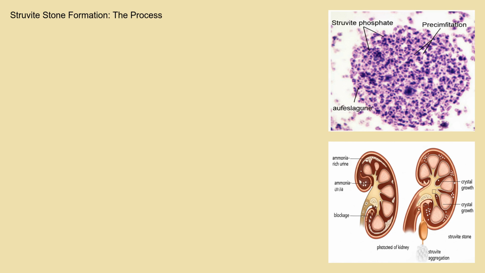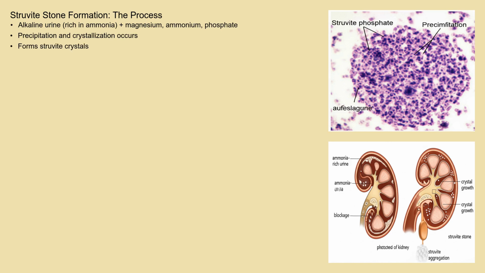Now let's understand the process. The alkaline urine rich in ammonia combines with magnesium, ammonium, and phosphate, all naturally present in urine. These elements then precipitate out of the solution and crystallize, forming struvite crystals. Over time, these crystals can grow larger, aggregating to form stones within the kidneys, ureters, or bladder. These stones can obstruct the flow of urine, leading to pain, infection, and even kidney damage if left untreated.